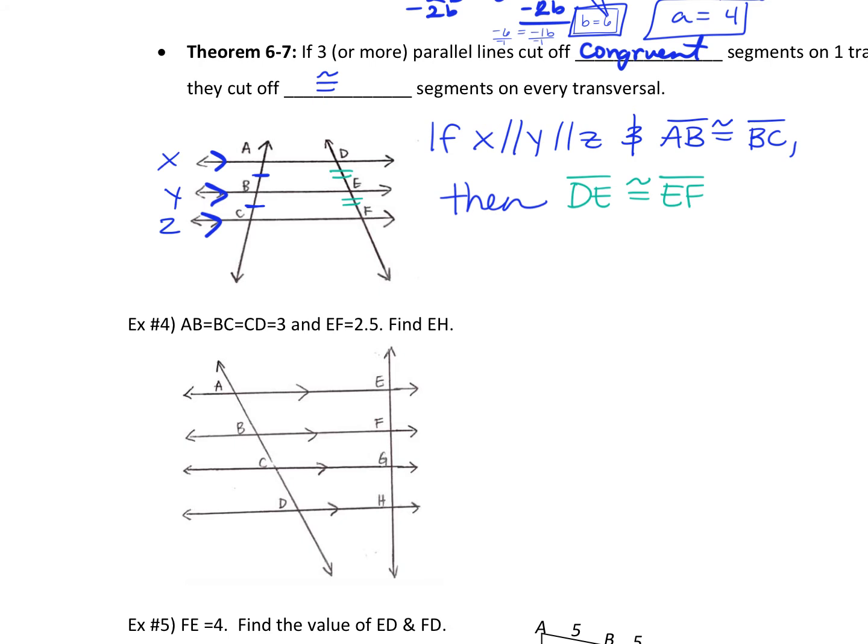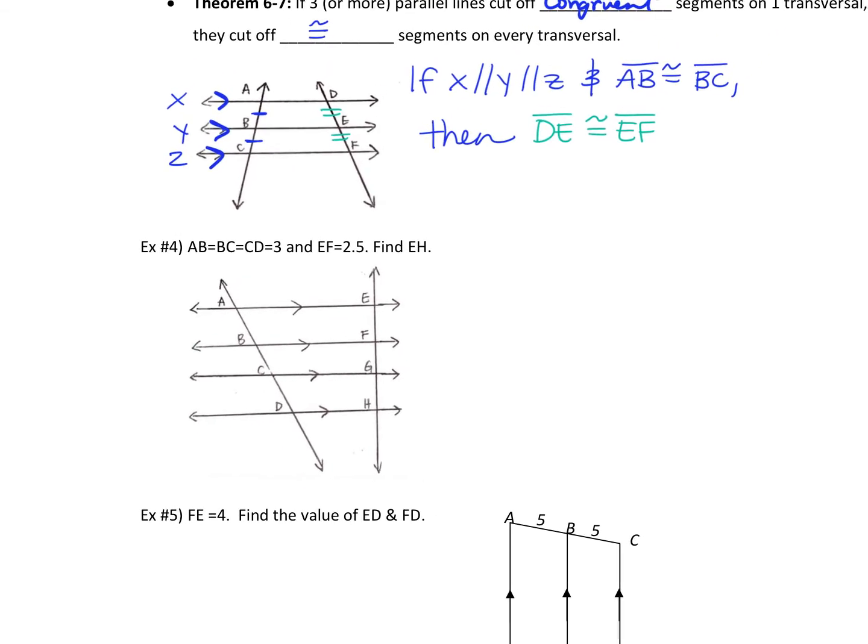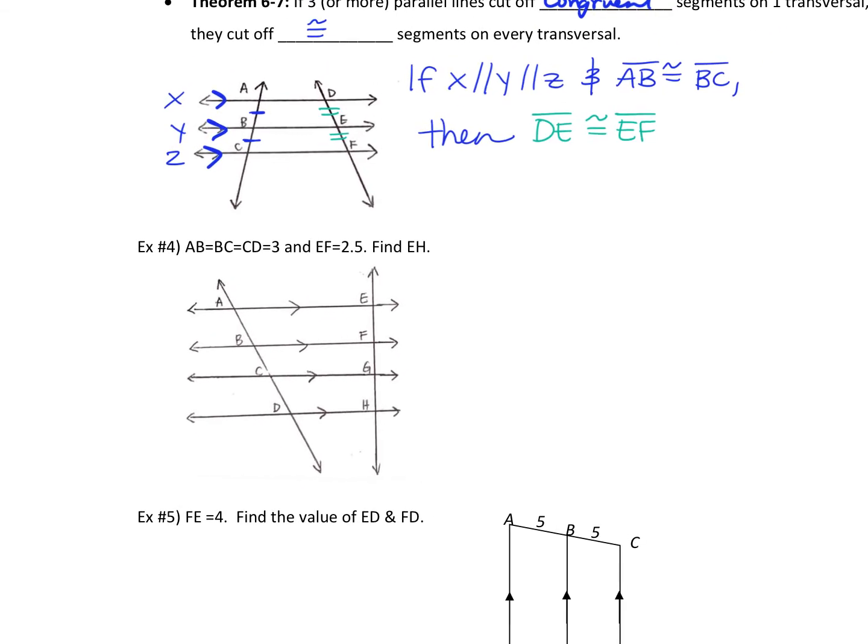Okay, so if the lines are parallel and the chunks that they break into are all congruent, which I know mine don't look congruent, but we're pretending, same thing on this next one, they're not exactly the same, then the other segments that cut them off will also be the same. All right, so look at example 4 here.